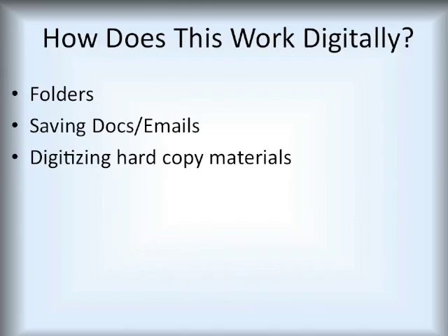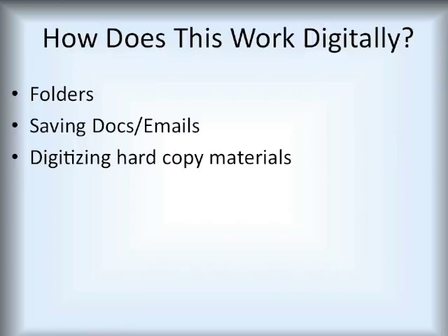So how does this work digitally? Well, as mentioned in the beginning, you want to start by creating folders now that you can start saving documents and emails. The easiest thing is to save as. Under File, in the upper left-hand corner of our computer screens, we always have the option to Save As. Save As allows us to keep a second copy of whatever it is we have open.